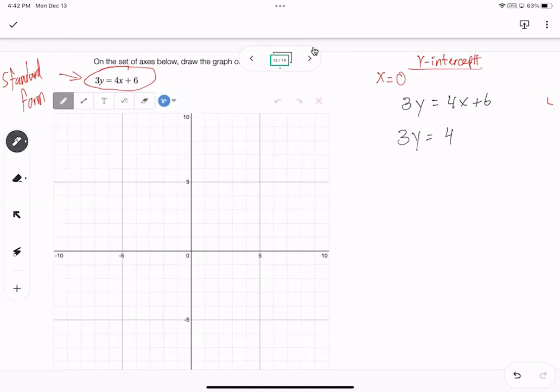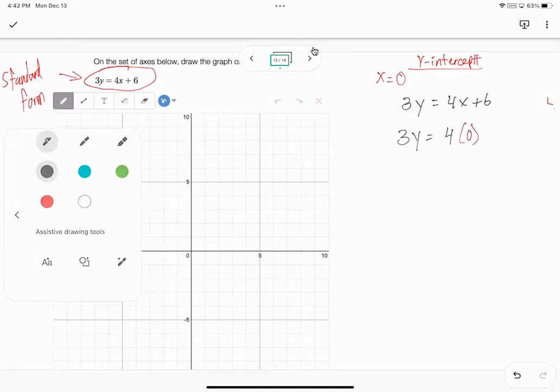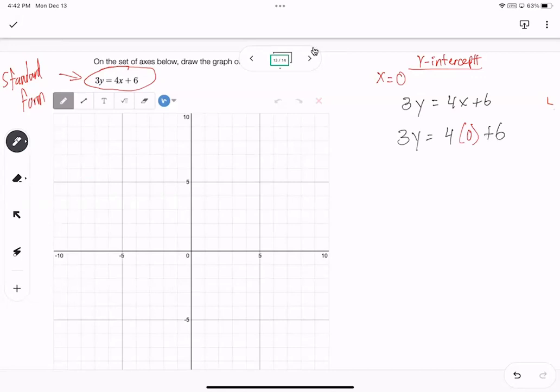Now we have an x. We're going to plug in 0 times 0 plus 6. Now we have 3y is equal to 4 times 0, which is 0. All we're left with is 6. Divide both sides by 3 to get y by itself. Y is equal to 2. So our y-intercept is 0, 2.